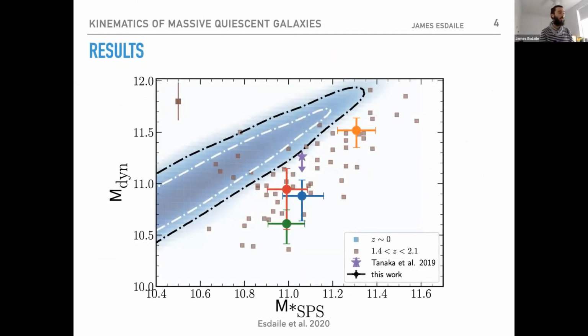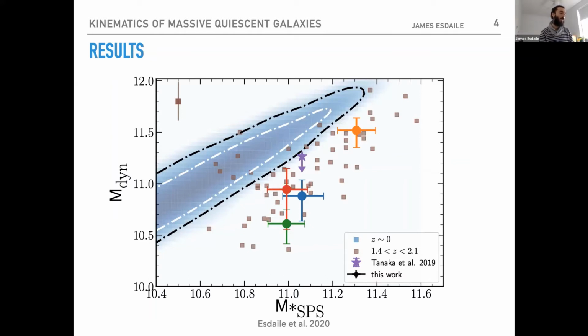So this is the first result, the dynamical mass to stellar mass for quiescent galaxies at various redshifts. In blue, we have it in the local universe. In brown squares, we have redshift 1.5 to 2 quiescent galaxies from the Mendel 2020 sample, and the single measurement of the velocity dispersion for a redshift 4 quenching galaxy in purple, which has an upper limit because they don't have HST imaging, so they can't resolve the sizes. But we do, and that's the colored circles there.